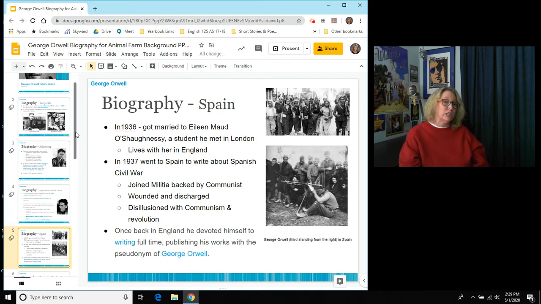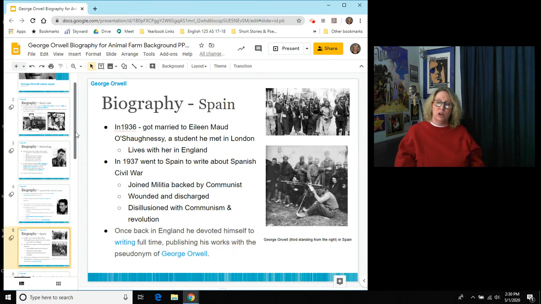But in 1937, having these very strong socialist ideals, he went to Spain. He joined the Spanish Civil War. And this was backed by communists, but he was wounded and he was discharged. After his experiences, he felt disillusioned by the promises of communism, the promises even of socialism, and what the revolution promised to bring.